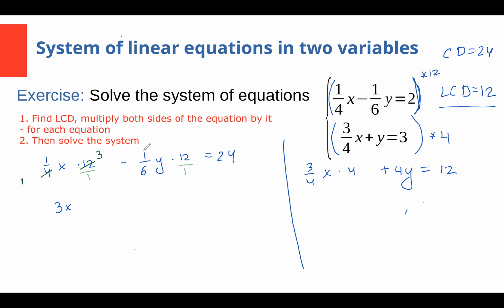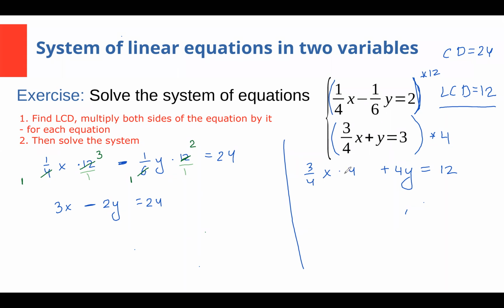Okay, now over here, the same sequence of movements, right? So 6 divided by 6 will be 1, 12 divided by 6 will be 2, right? So I am getting minus 2y because 1y multiplied by 2 will be 2y, and then this minus stays, right? On the other side, I have a 24. Done with the first equation.